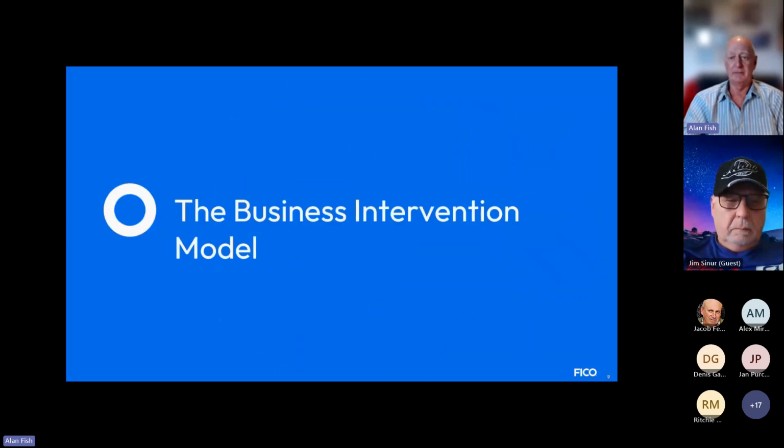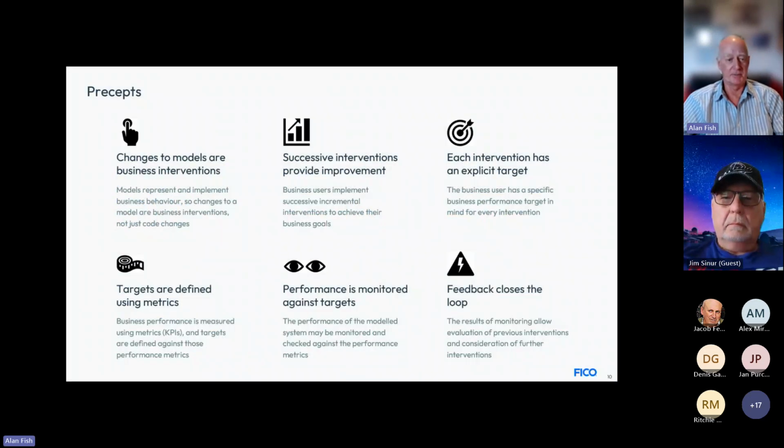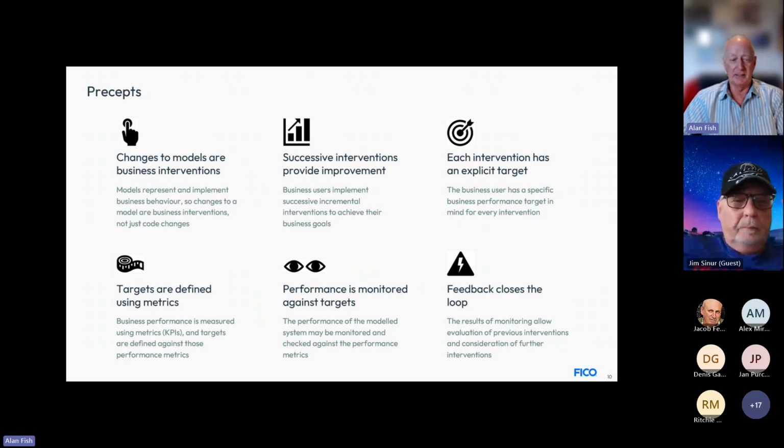This is what I'm calling the business intervention model. And these are the precepts on which it's built. Firstly, changes to models are business interventions. I mentioned this before when I was talking about the fact that models represent behavior. So when a user changes a model, what they're doing is intervening in the way their business is run. They're not just making code changes, they are deliberately changing the way their business is managed.